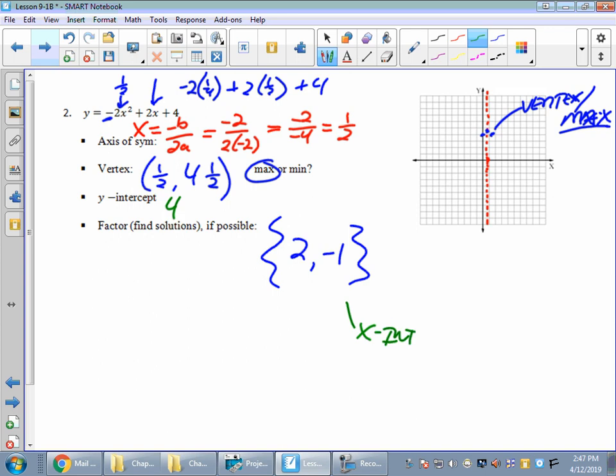So where it crosses the x-axis. So it crosses at 2. It also crosses over here at -1. So now I've got enough points to draw this graph as well.